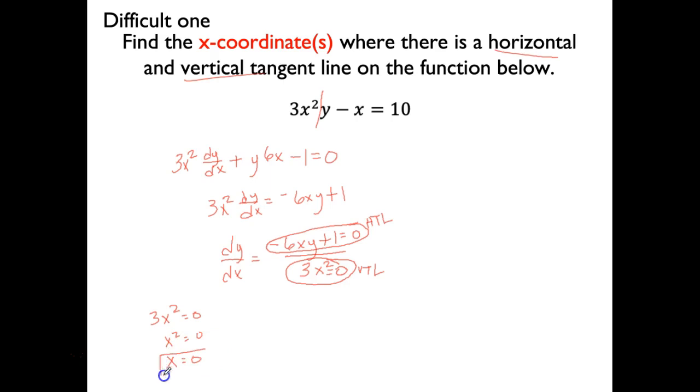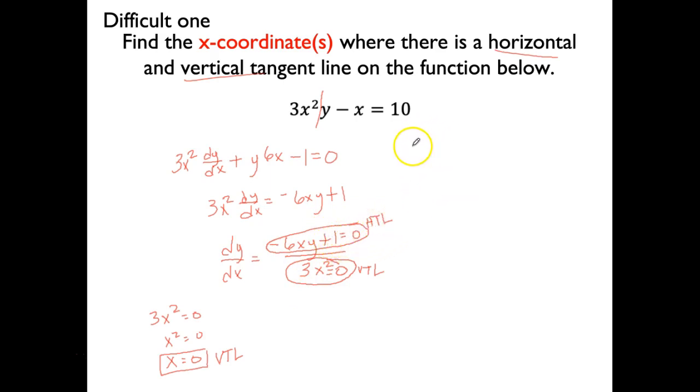Okay, if you plug 0 into this derivative, you would get division by 0, which is an undefined slope, which we call a vertical tangent line. So there's one vertical tangent line. Now the horizontal tangent line on this one is a little more difficult.